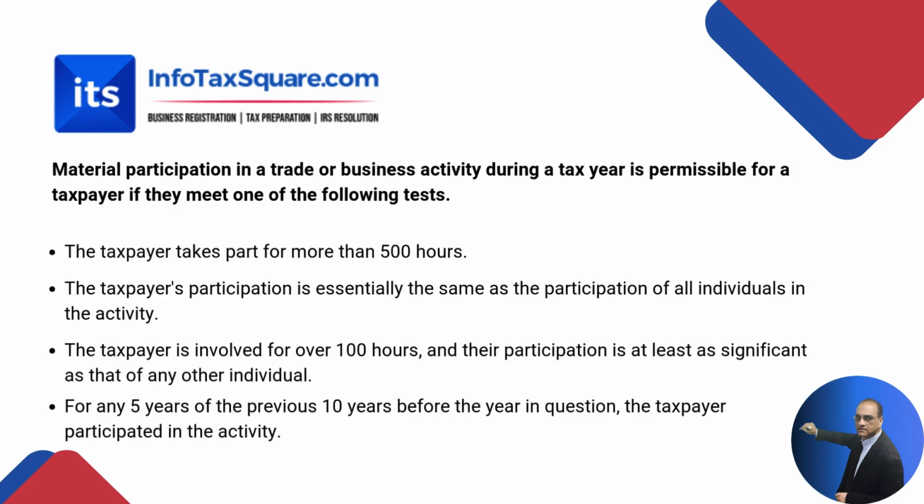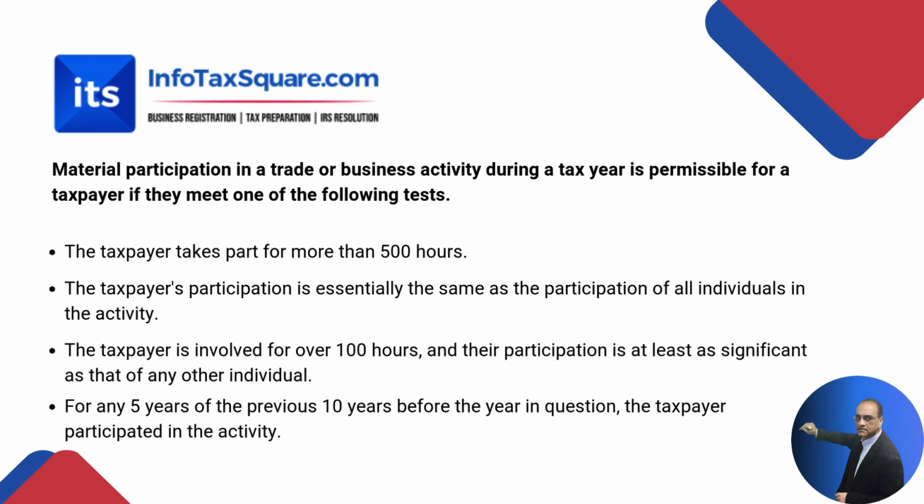Material participation in a trade or business activity during the tax year is established for a taxpayer if they meet one of the following tests. If a taxpayer meets one of these tests, then the taxpayer can offset the passive losses against active income. Number one, the taxpayer takes part for more than 500 hours. Number two, the taxpayer's participation is essentially the same as the participation of all individuals in the activity.